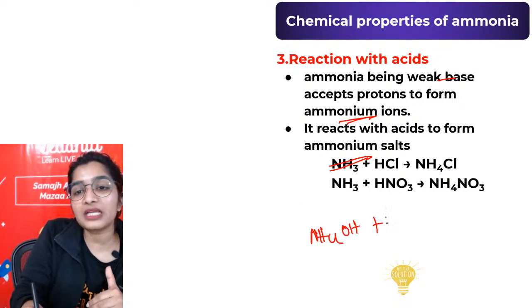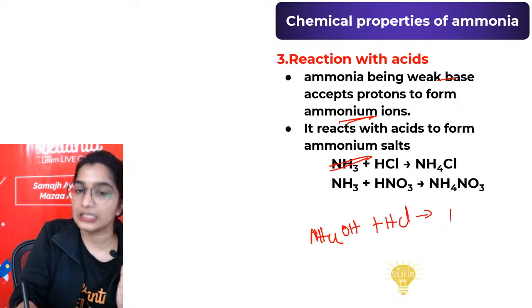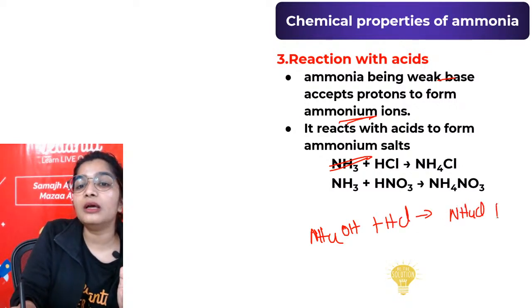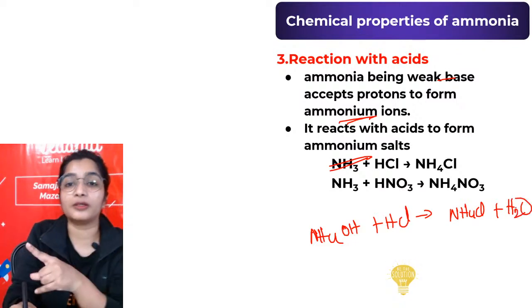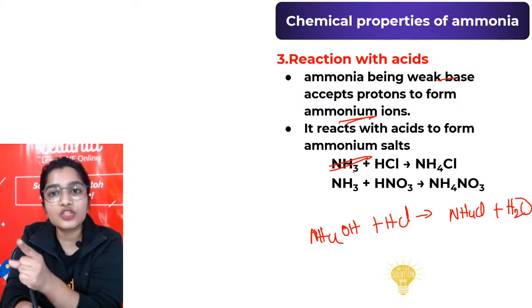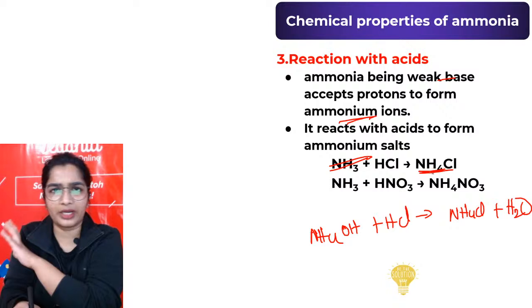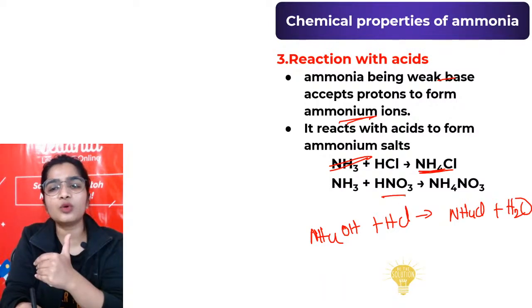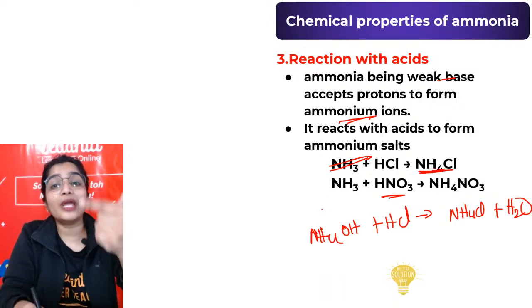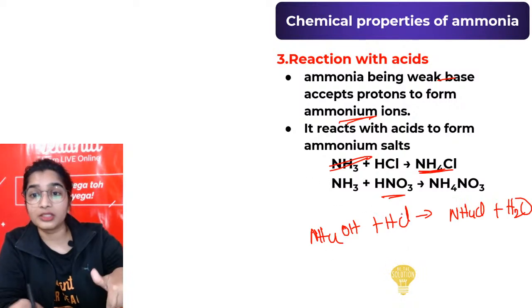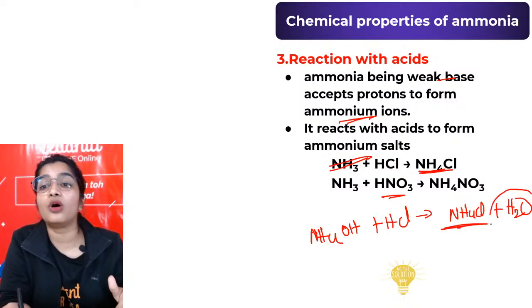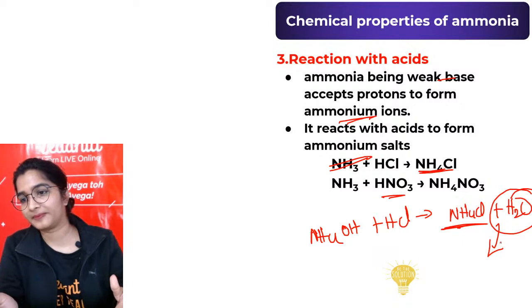Ammonium hydroxide plus HCl, what will be the product? Same product, NH4Cl, plus there will be formation of water. So this is the only difference. NH3 plus HCl, you will get ammonium chloride, a white solid. NH3 plus HNO3, you will get ammonium nitrate. When you dissolve ammonia in water, you will get the same salt along with the formation of water.